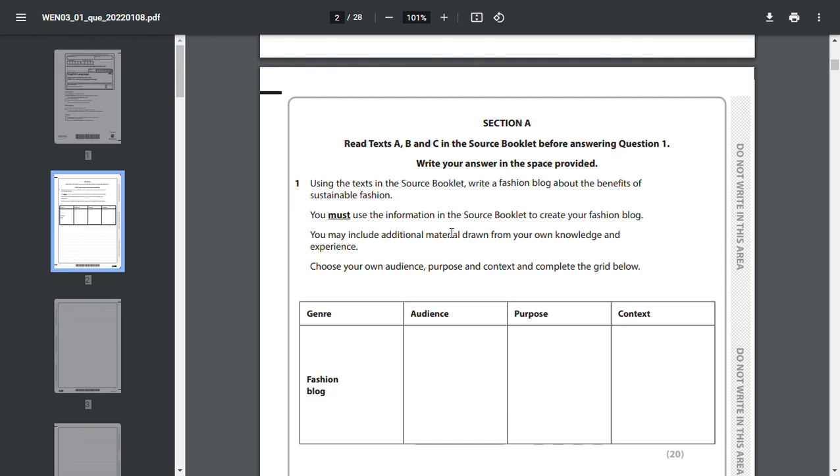So you must use the information in the source booklet. Please make sure that you harness, you harvest, you generate ideas from the source materials as you create this new genre of a fashion blog that you've been told to do. Of course, you are also told you may include additional material drawn from your own knowledge and experience. Not bad, because we also need your own perspective. But the bottom line is, you must use the information from the source material. And you may include, not a must, additional material drawn from your own knowledge and experience.